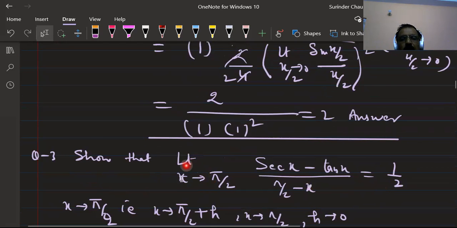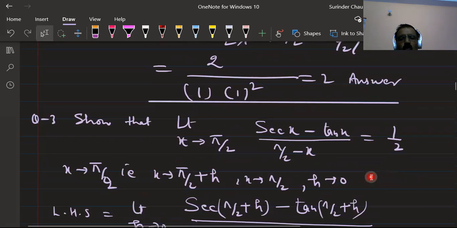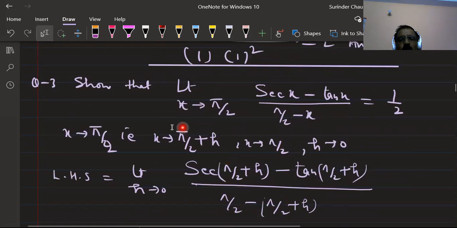So the limit as x approaches pi by 2 of secant x minus tangent x upon pi by 2 minus x is equal to half. Now let's take the limit. As x approaches pi by 2, that is x is equal to pi by 2 plus h, as x approaches pi by 2, h approaches 0 from positive. So make a substitution here.